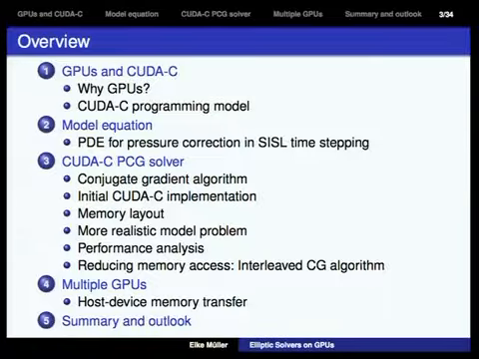So here's an overview. First, as a motivation, I'll remind you why we're looking at GPUs, what's good about them, and how you program them. Then I want to say a few words on the model equation we've been looking at. And then, in the main part of my talk, I will talk about the CUDA implementation of this preconditioned conjugate gradient solver.